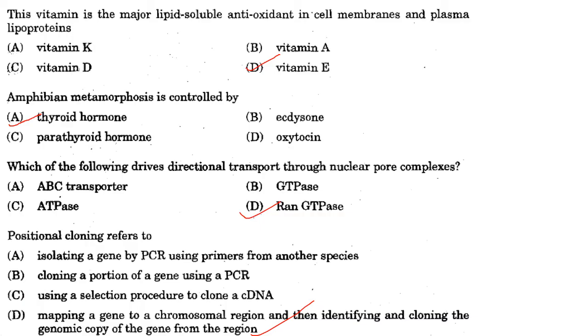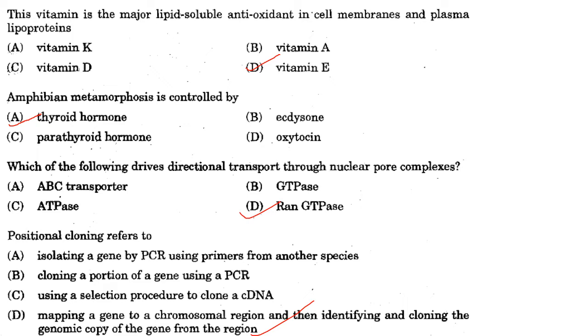Then, the vitamin that is the major lipid soluble antioxidant in cell membranes and plasma lipoproteins. That is vitamin E. Answer is option D. Amphibian metamorphosis is controlled by which hormone? That is thyroid hormone, option A. Which of the following drives directional transport through nuclear pore complexes? So that is done by RAN GTPase.